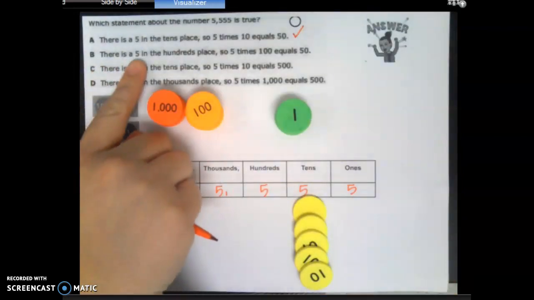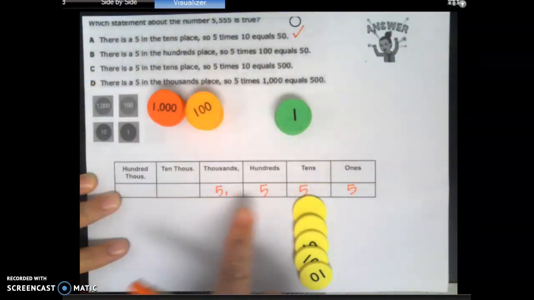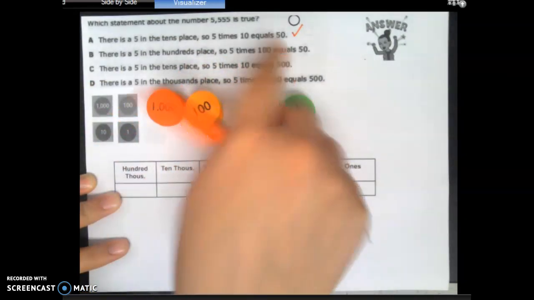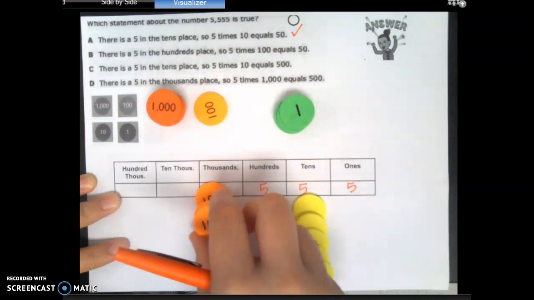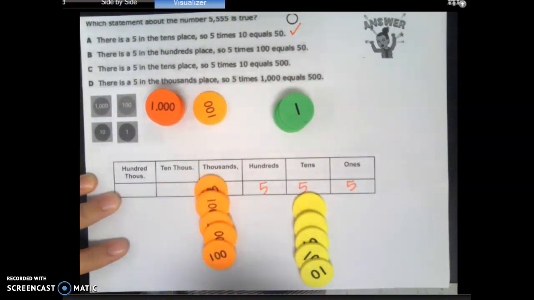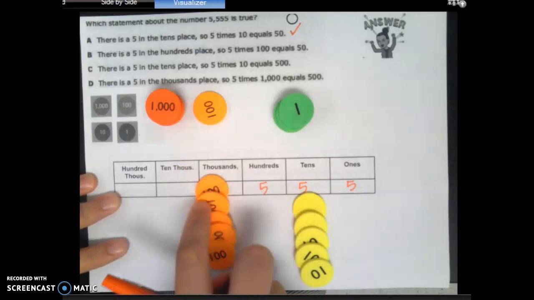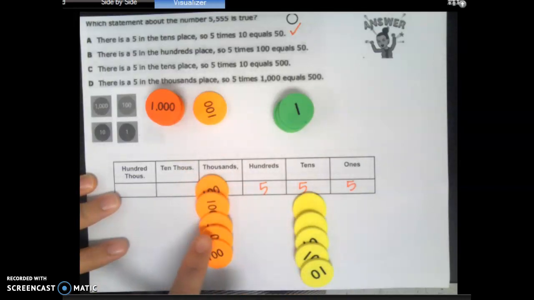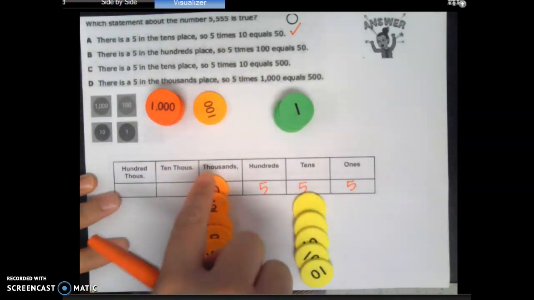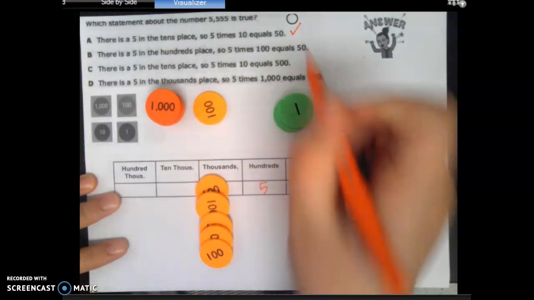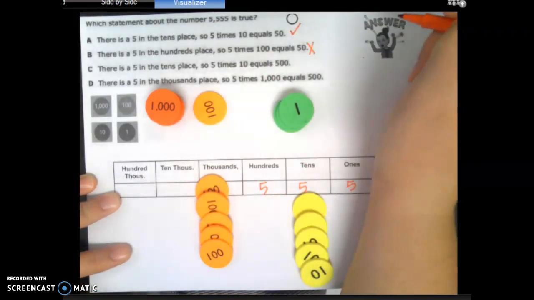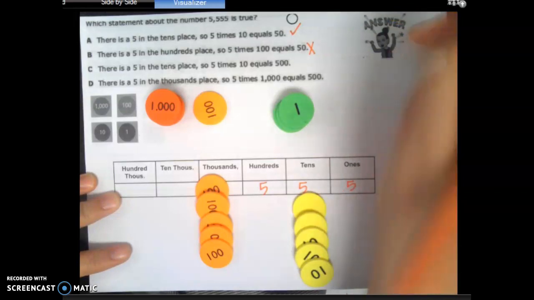There is a 5 in the hundreds place. That's true. So 5 times 100 equals 50. Let's see. 1, 2, 3, 4, 5. 100, 200, 300, 400, 500. 5 times 100, there's 500s here, does not equal 50, it equals 500. So that's wrong.